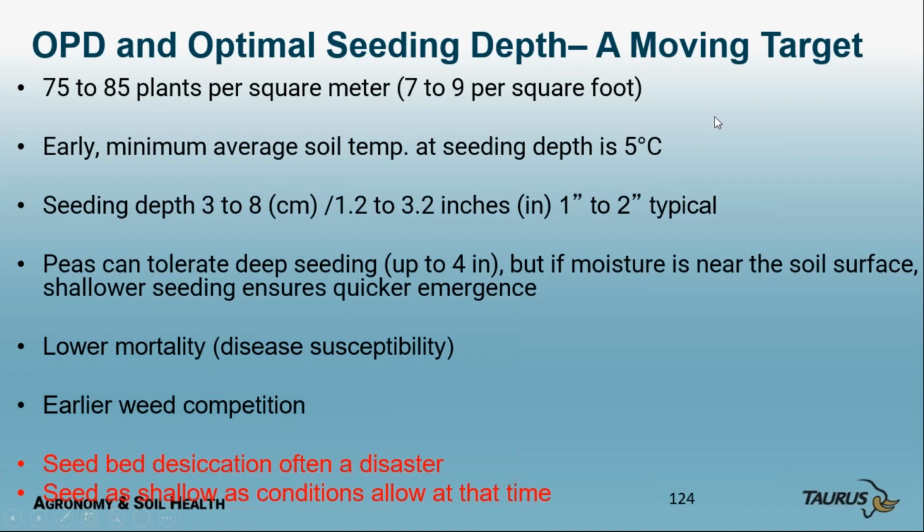Now, a lot of guys are new in peas, and I put this in there just for curiosity. You can find it on most websites. You're looking at about 7 to 9 plants per square foot. You can seed it early at 5 degrees temperature. You can seed it fairly deep, anywhere from 1.2 to 3.2 inches, 1 inch to 2 inches typical. They can go in deep to moisture, and I'll show you why. Low mortality, basically, but they are disease susceptible. You want to go with early weed control because it sort of gets going a little sluggishly, and you don't want to damage it too much later in the season.